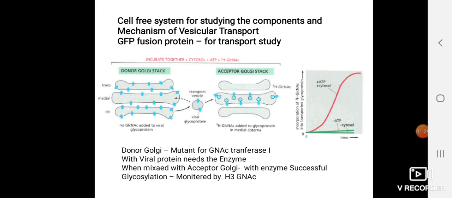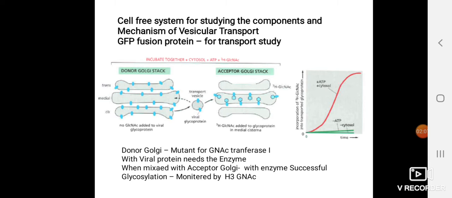They have taken a Golgi complex which has a mutation for N-acetyl glucosamine transferase 1, because of which it is unable to transfer the glucosamine during glycosylation. They also have taken a viral protein which needs to get this N-acetyl glucosamine transferred in order to be functional.